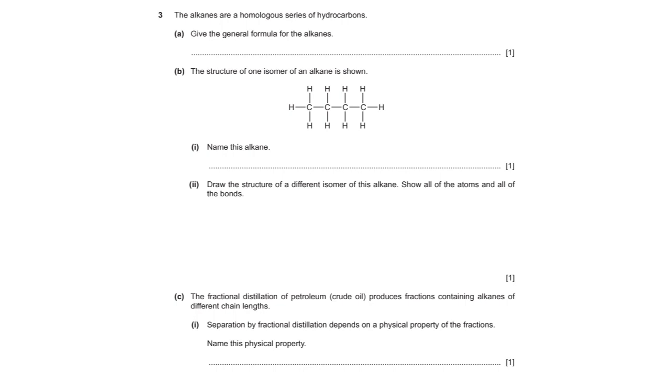Give the general formula of alkanes. This you should know. It's CnH2n plus 2. Name this alkane. There are 4 carbon atoms. So it's but, and it's an alkane. So you will call it butane.